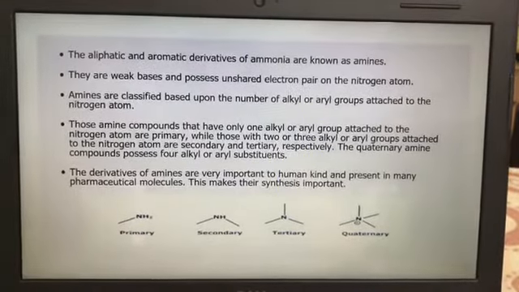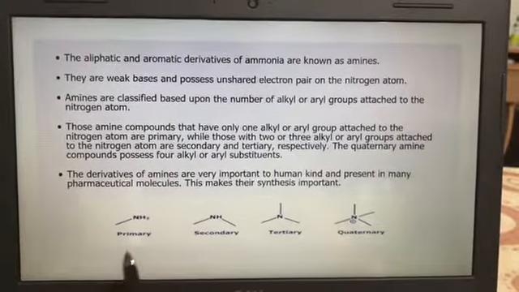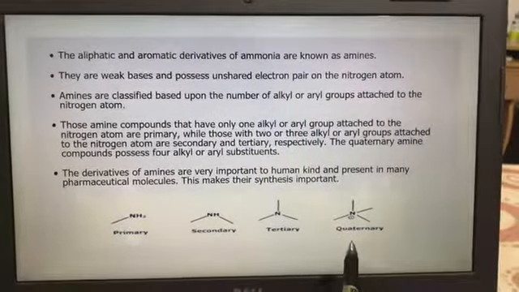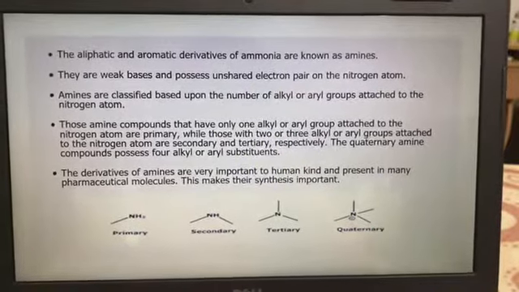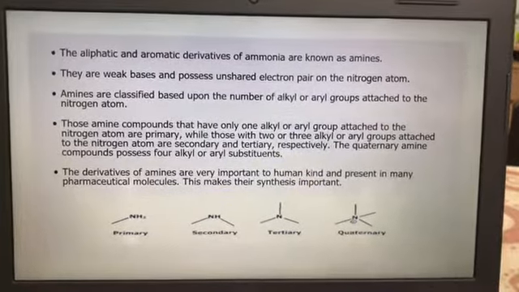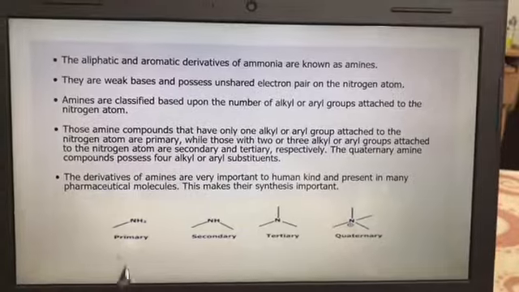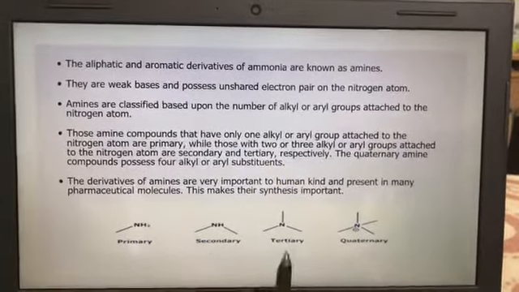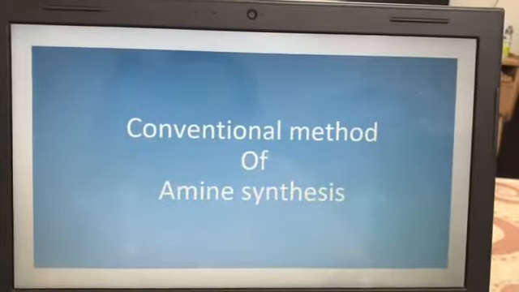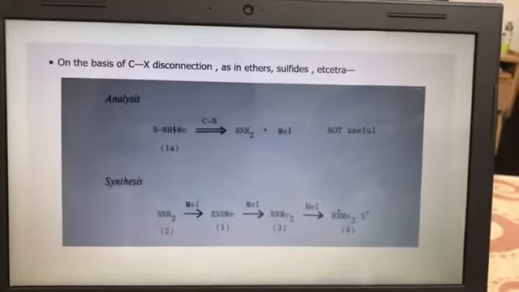If one alkyl or aryl group is bonded, it's primary. If two, then secondary. If three, then tertiary. If four, which is obtained after exhaustive methylation and is quite unstable, it is quaternary. They are also defined as 1 degree amine, 2 degree amine, 3 degree amine, or 4 degree amine. Now, what are the methods of amine synthesis?